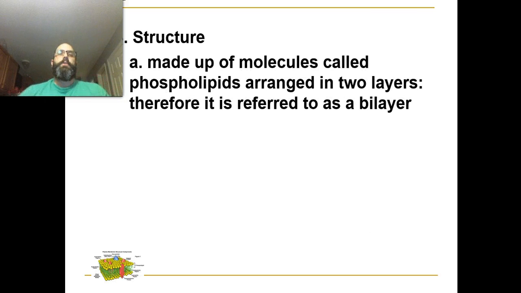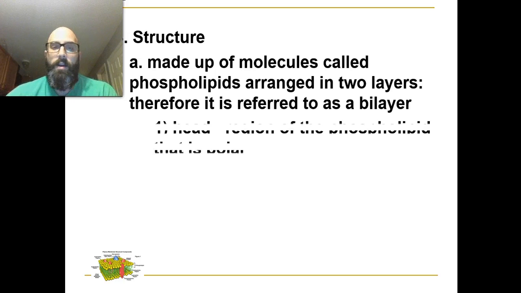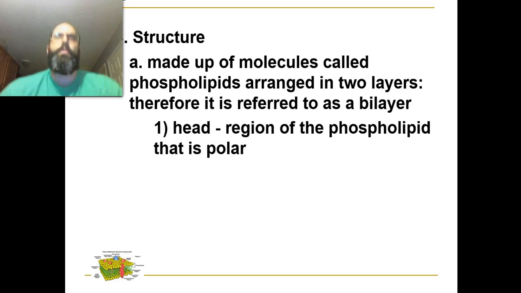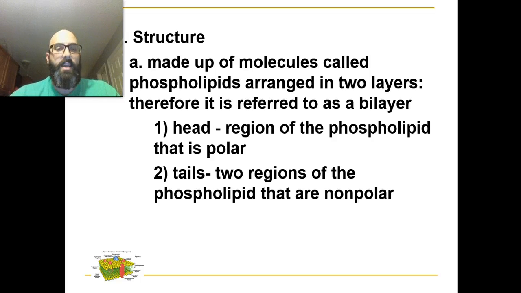Getting back into the structure, you will know that it's made of molecules called phospholipids that are arranged in two layers, and that's why we call it a bilayer, with the prefix bi referring to two. The two major portions of any phospholipid are a head, which is the region of the phospholipid that is polar, and a tail. These are the regions of the phospholipid that are nonpolar. This characteristic of polar and nonpolar really plays into how the cell membrane sets up its structure and has the ability to remain in that set structure.